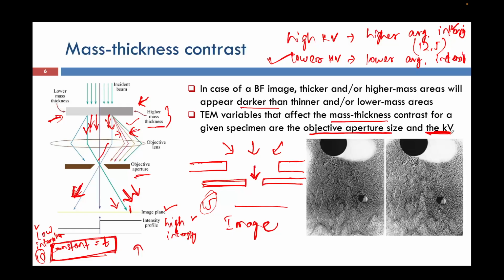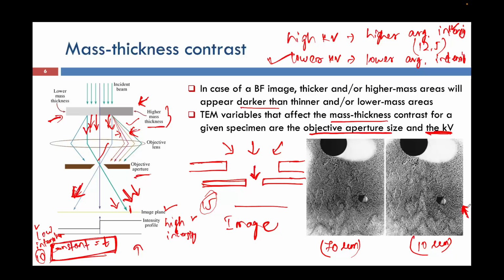And this is an example. Here the objective aperture size is 70 micron, here the objective aperture size is 10 micron, right? So here you can see better contrast in the 10 micron. Why? Because the objective aperture here is not collecting many beams, whether they are direct beams or diffracted beams. So the objective aperture is not collecting the unwanted diffracted beam; rather, the image is created by collecting the direct beam.